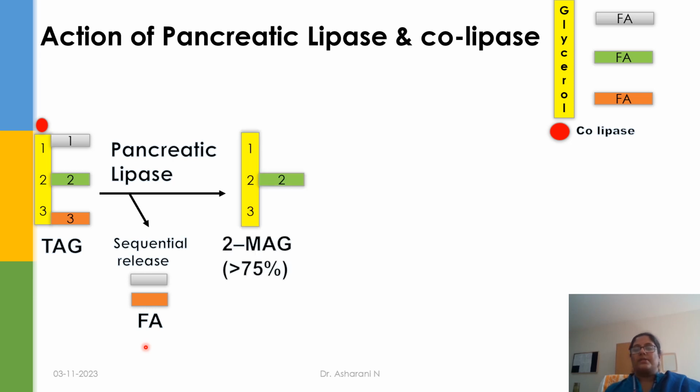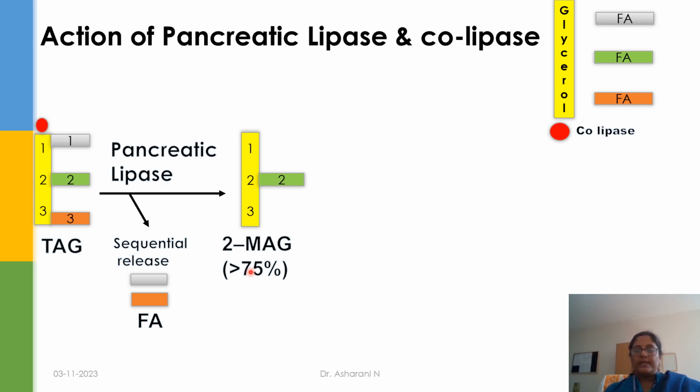Now the remaining structure is called 2-MAG, that is 2-monoacylglycerol. So it's a monoacylglycerol. Where is the fatty acid present? At the second position. Otherwise known as beta-MAG. So we can assume that 2 is beta: alpha is 1, beta is 2. And the majority of the end products of pancreatic lipase action will be 2-MAG. So 75% of lipid digestive products will be 2-MAG.